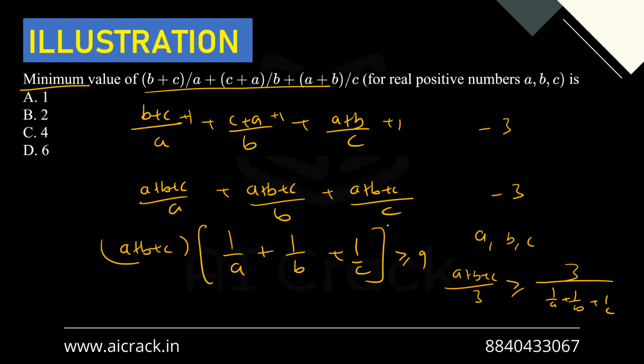Now this is greater than or equal to 9, but we had to find the value with a subtraction of 3 from this one, right? So that is why the answer is 6. The modified version was greater than or equal to 9, but we actually made that modified version by subtracting 3, and that is why 9 minus 3 is the answer, that is 6.